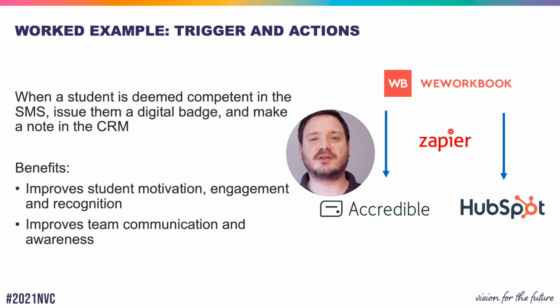So let's take a look at the trigger of something happening in Weworkbook, a student being deemed competent, and then taking that information, issuing the student with a digital badge in Accredible, and making a note of that in our CRM in HubSpot. Now, of course, you might use a different student management system, and hopefully if they're on the cutting edge of things, they've probably got something else set up like this. If not, ask them. And you may use a different credentialing system and a different CRM. So these are just examples to help you understand. Let's take a look.